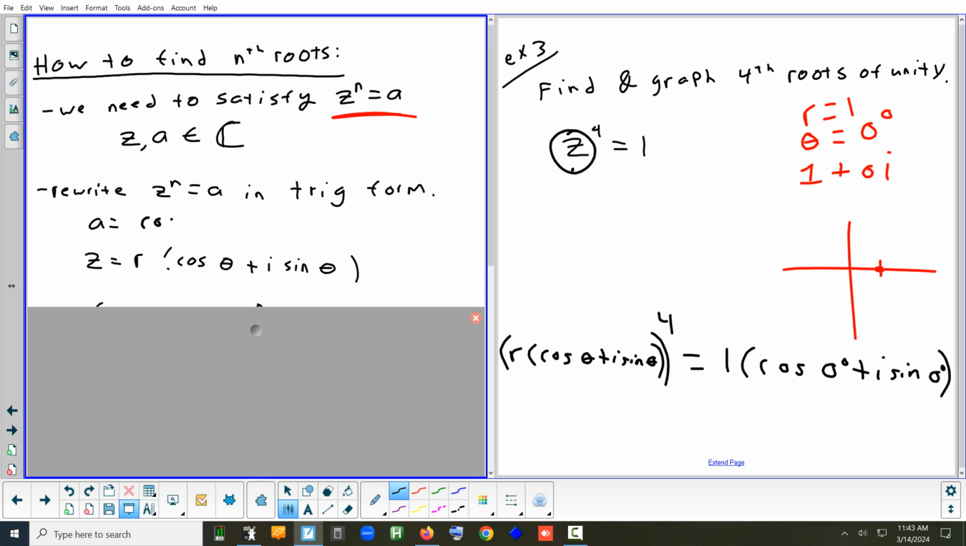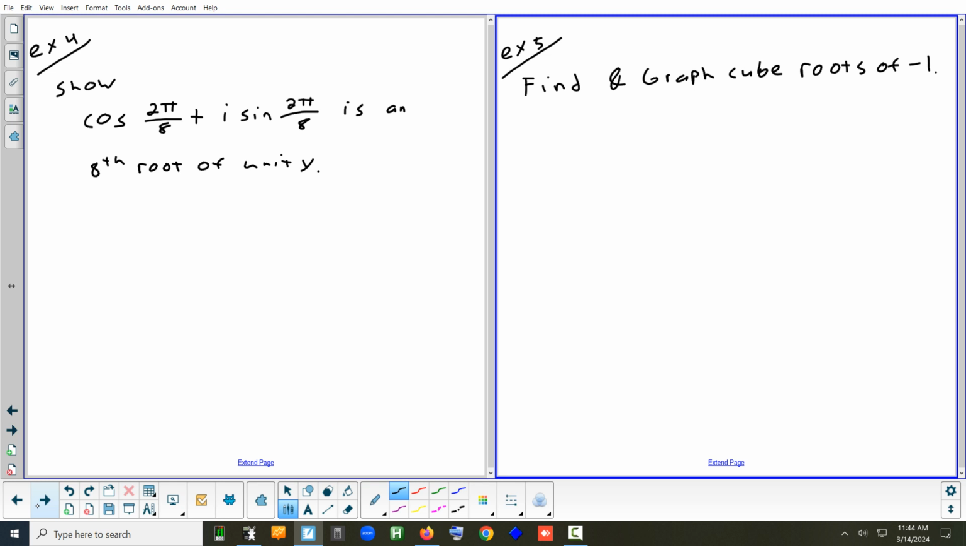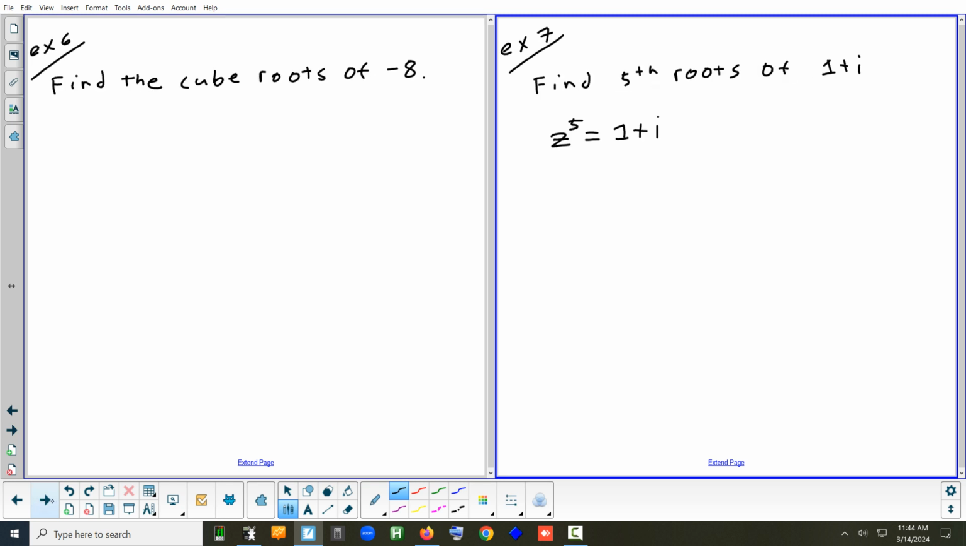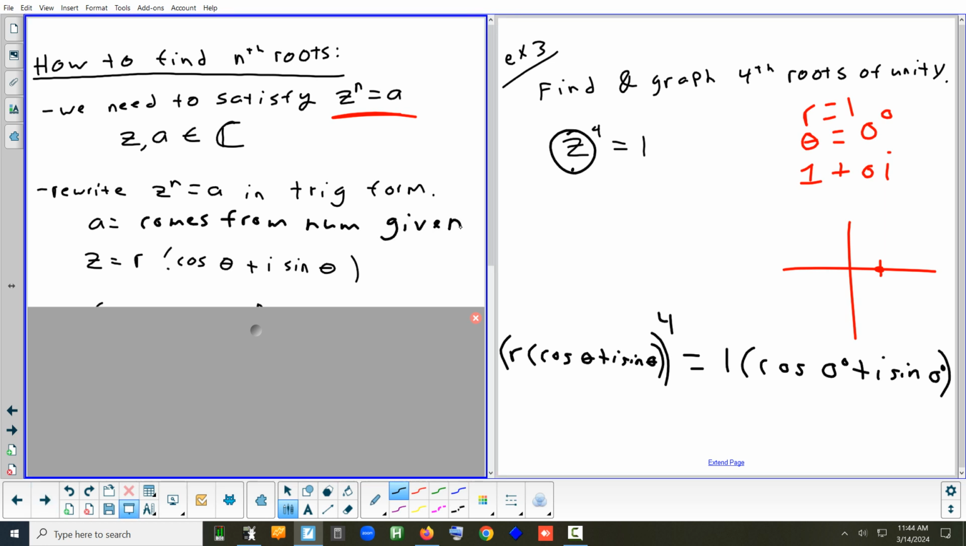So a comes from the number given. In this case, the number given was a 1. We'll do a problem in a minute where the number given is a -1, or -8, or 1 plus i. But this is the last thing we're doing. We'll practice a few of them. So a comes from the number given, and z, you don't know anything about it, so you pretty much have to leave it as all variables.